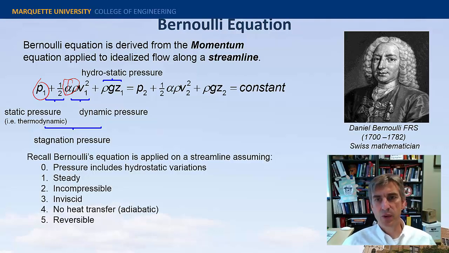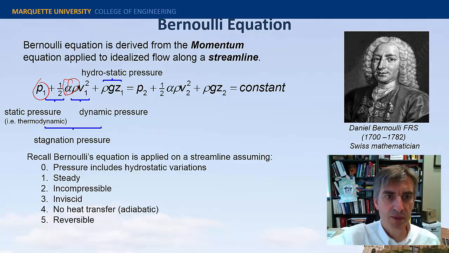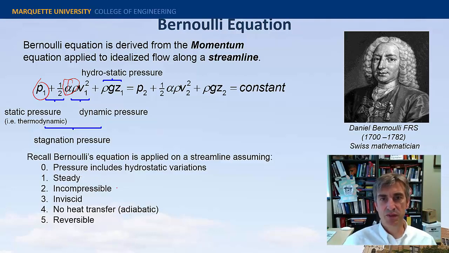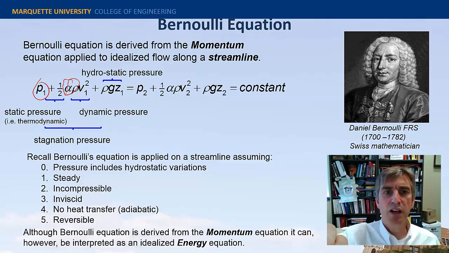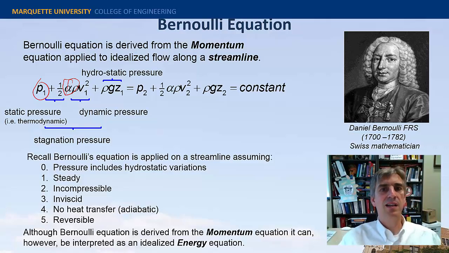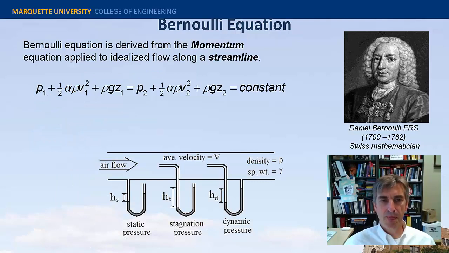All right, so to get this equation, we had to run through all of these assumptions: that the pressure includes the hydrostatic variations, the flow is steady and compressible, inviscid, no heat transfer, and it is reversible, meaning no friction. And it's worth noting again that this is conservation of momentum. Even though it looks a lot like conservation of energy, it's momentum applied to a streamline.